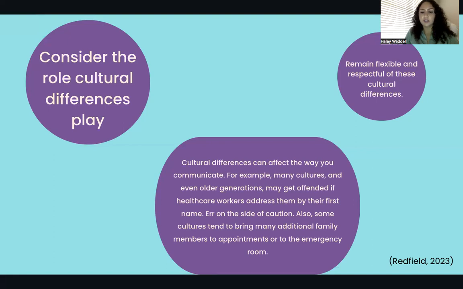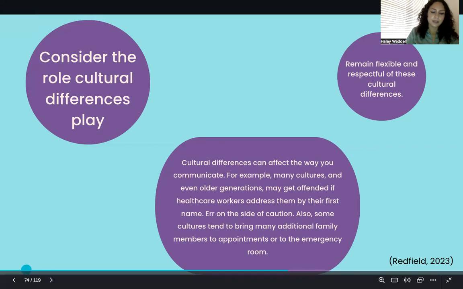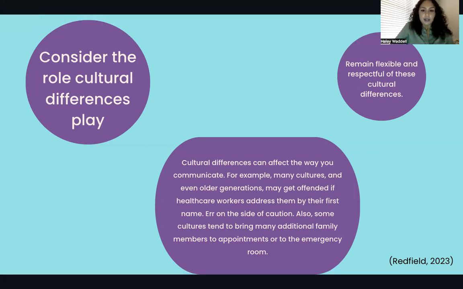Also some cultures tend to bring many additional family members to appointments or to the emergency room. So, educate yourself if you can, and be respectful. Remain flexible and respectful of these cultural differences. It might be uncomfortable at first for both of you, but it's a barrier you have to get past, and they're still your patients, and you still have a duty to them.